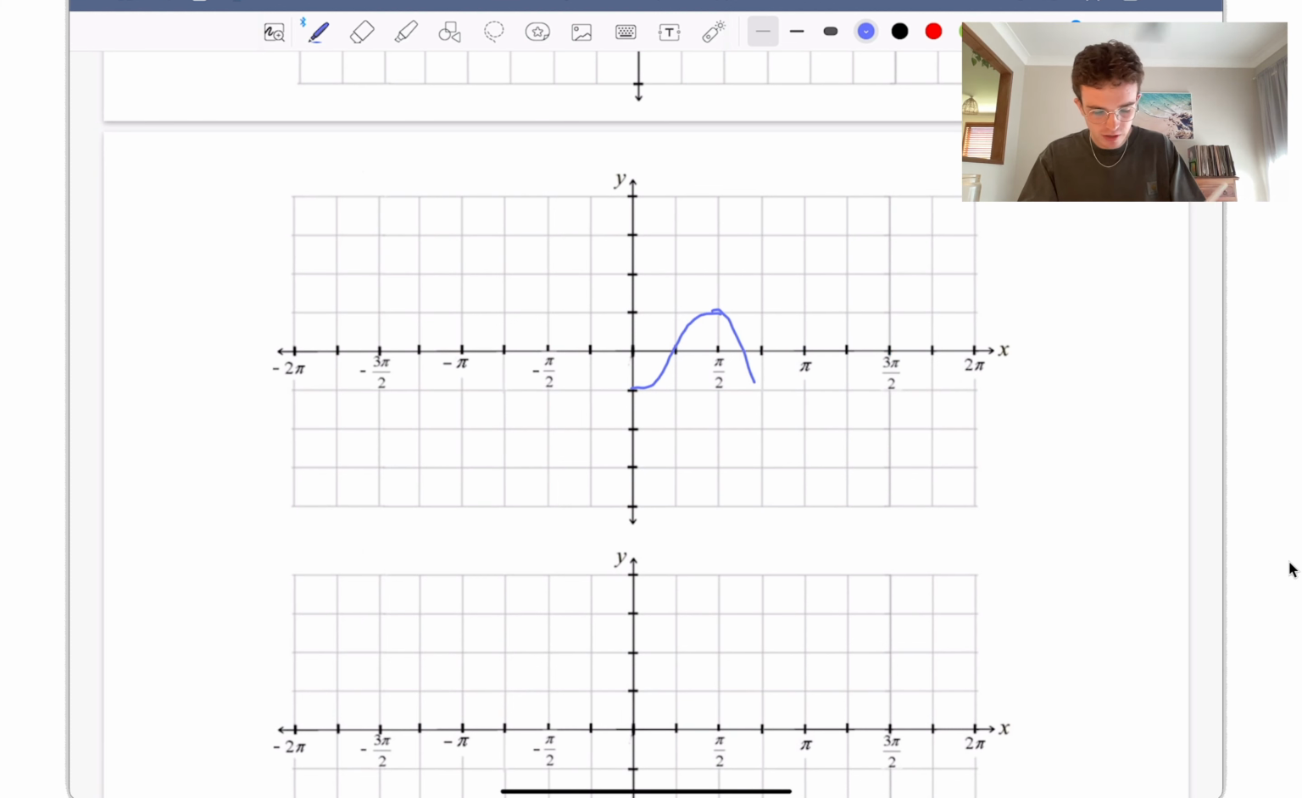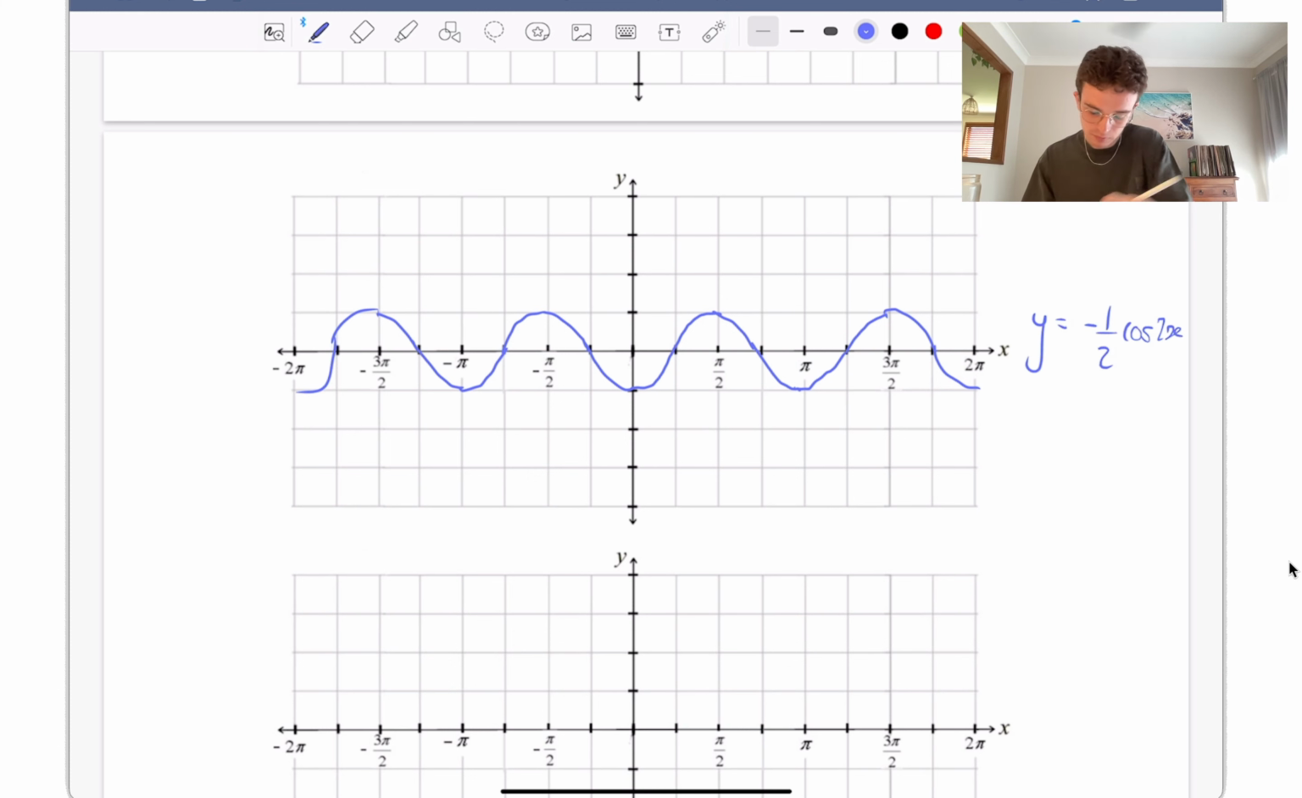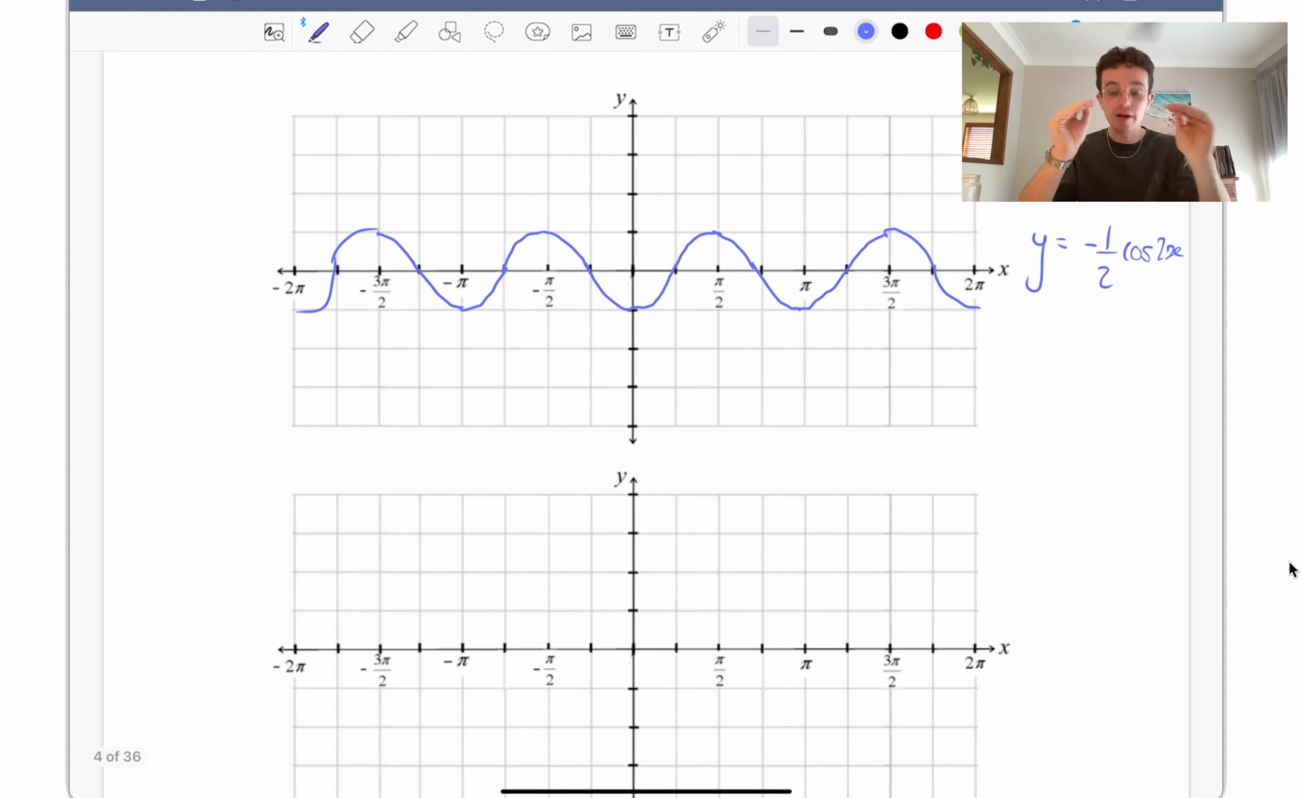Got to be careful here. I'm doing it a bit too fast than I should. So we want to go down there and then up and then down like that. There we go. I flipped it upside down. There we go. That is y is equal to minus a half cos of 2x. And then finally we're going to add 1 to that. Pardon me, add half to that.